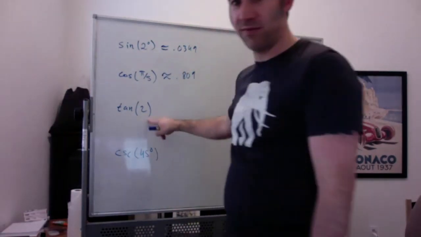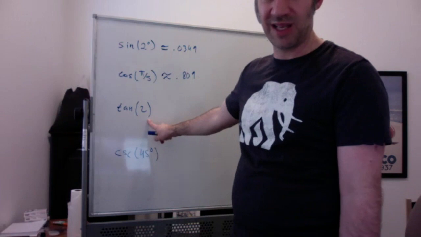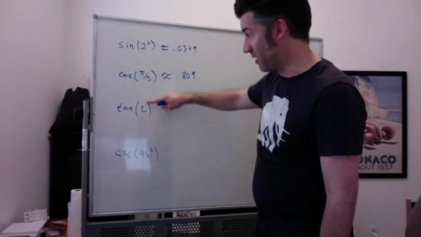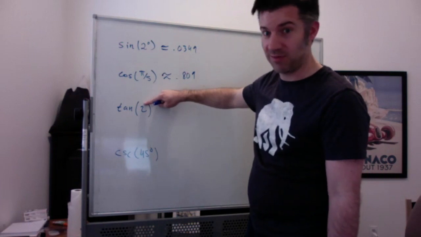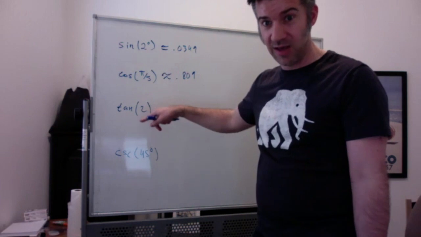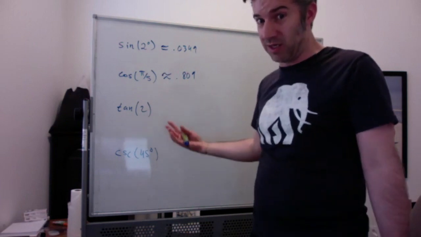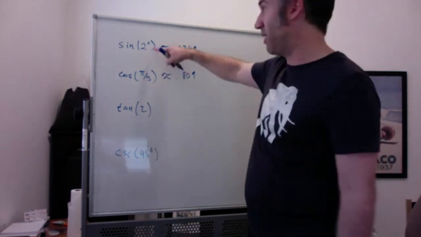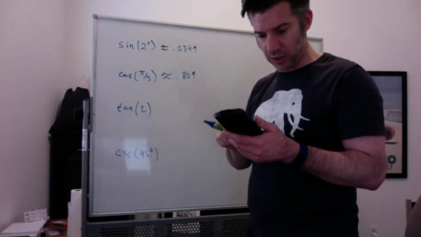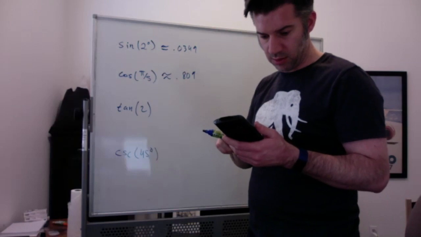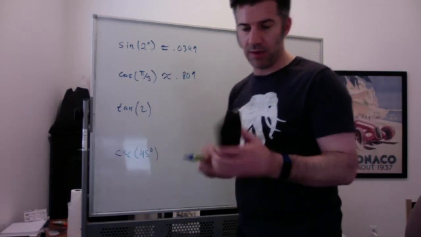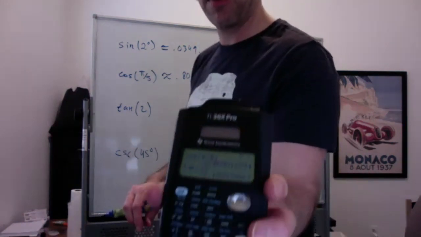Now, what about tangent of 2? Is that radians or degrees? Well, if there isn't a degree symbol, it's radians. So there's a couple on the homework that are like this, where some people often think it's degrees. It's only degrees if you have that little circle symbol that means degrees. So I'm going to do tangent of 2. I'm going to get about negative 2.185.